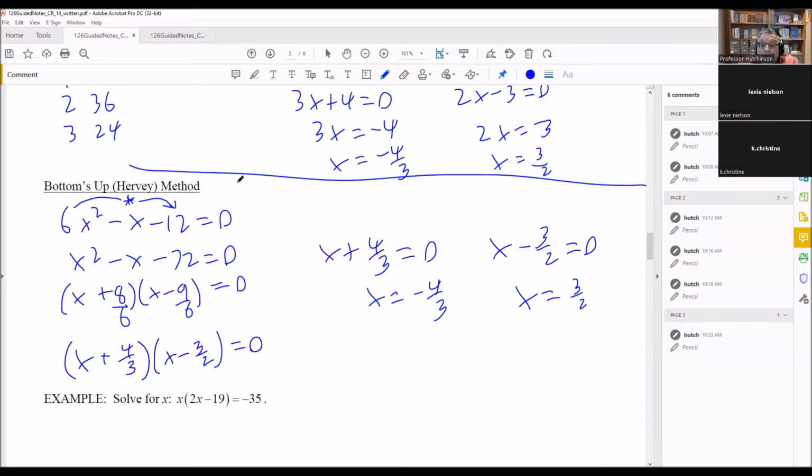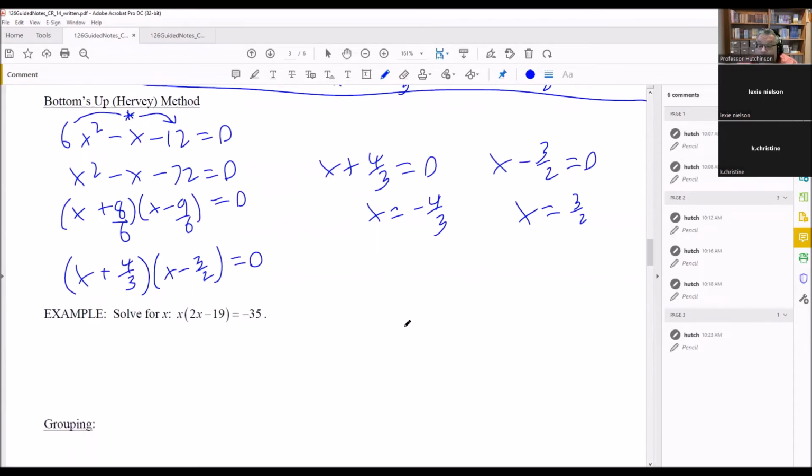If you like the grouping method better, go ahead and stick with that. Whatever one makes more sense to you is the one you want to do. If you are going to do the bottoms up method, just don't forget this step that everybody forgets to do, which is putting the number that disappeared back in underneath each of these. That's the main one there.